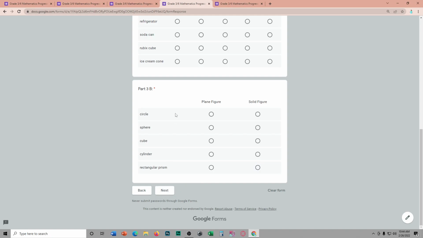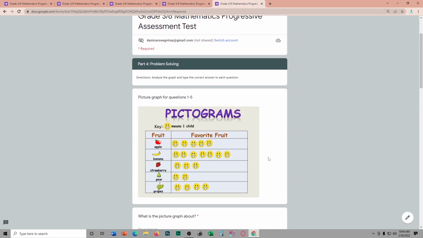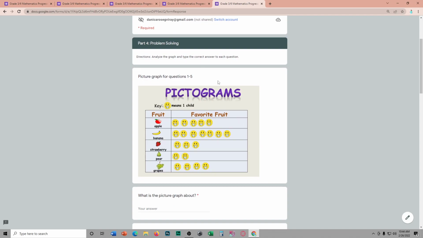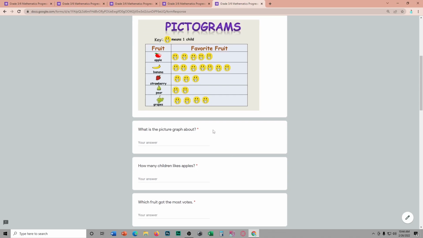Click next. And you will see the last part, which is part 4, problem solving. We have this picture graph for questions 1 to 5. Question number 1 is, what is the picture graph about? Type your answer here. Next, how many children like apples?